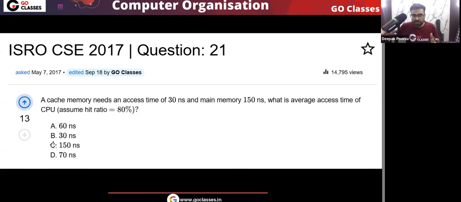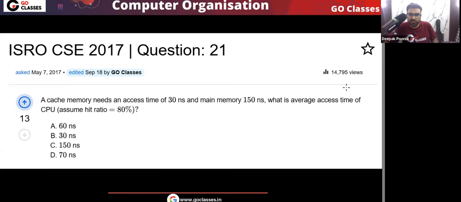That is called miss penalty. Means after you detect the miss in the cache memory, after that you need to access the main memory. So that is called miss penalty. Means this is the additional time required when there is a miss in the cache memory. So miss penalty means the additional time required when there is a cache miss.